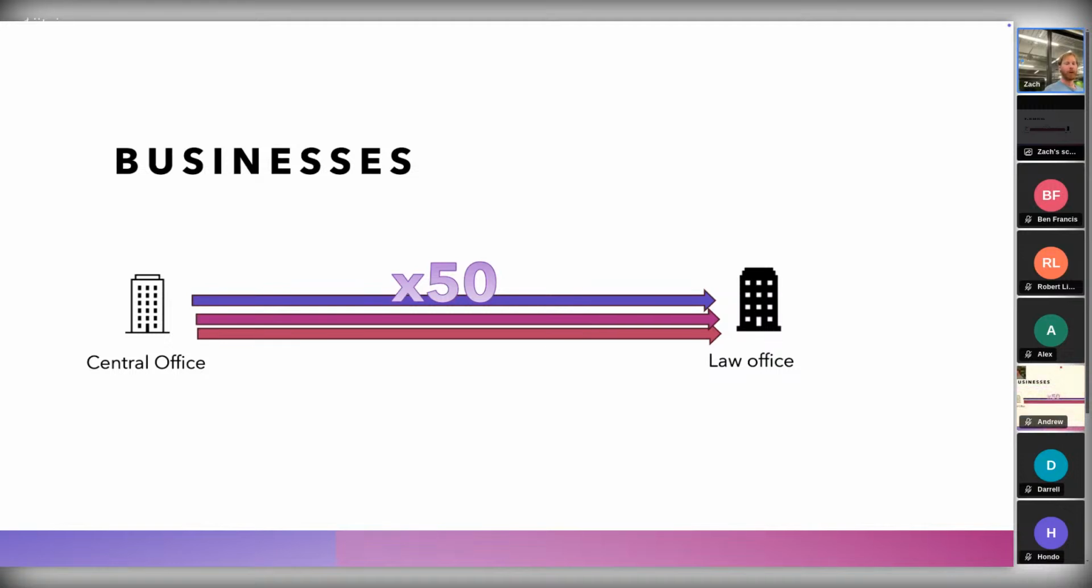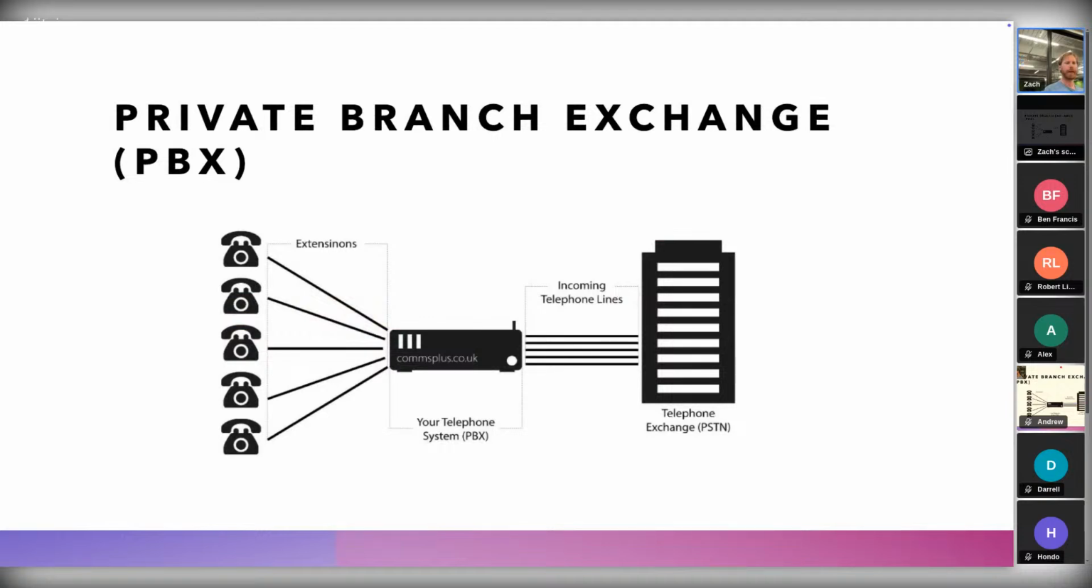So they figured out, what are we going to do about that? We're going to bring all this switching stuff inside the law office, and inside all the businesses. And that's how the private branch exchange was born. It's called a PBX. And this is a diagram I found online somewhere, and it explains how it works. So instead of having lines going directly from the central office all the way to every phone, point to point, you have some equipment in the middle.